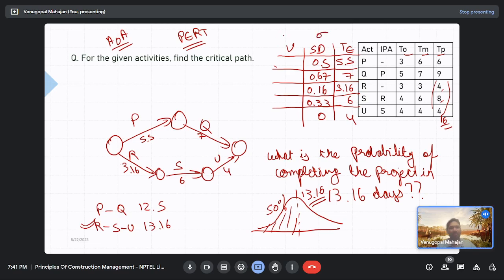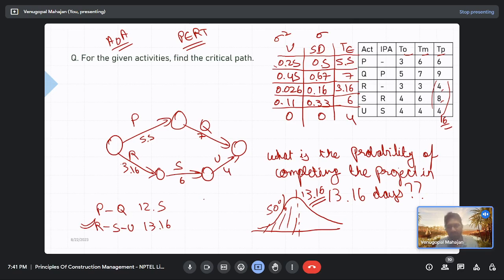This is sigma. This is sigma square. I mean, it is standard deviation square. So 0.5 becomes 0.25. This comes up to be 0.45. This is 0.026. What about this? 0.33 square comes out to be 0.11, and this is 0. Right. So for this path, this is your critical path RSU.